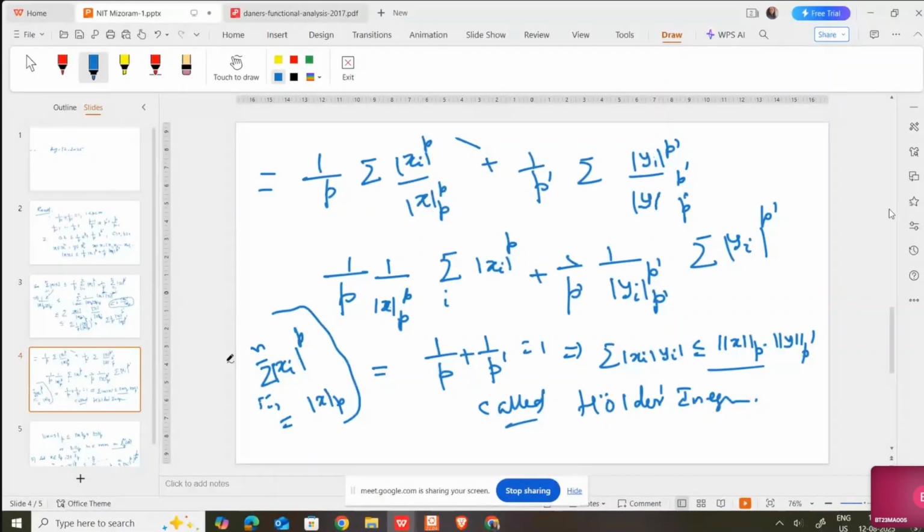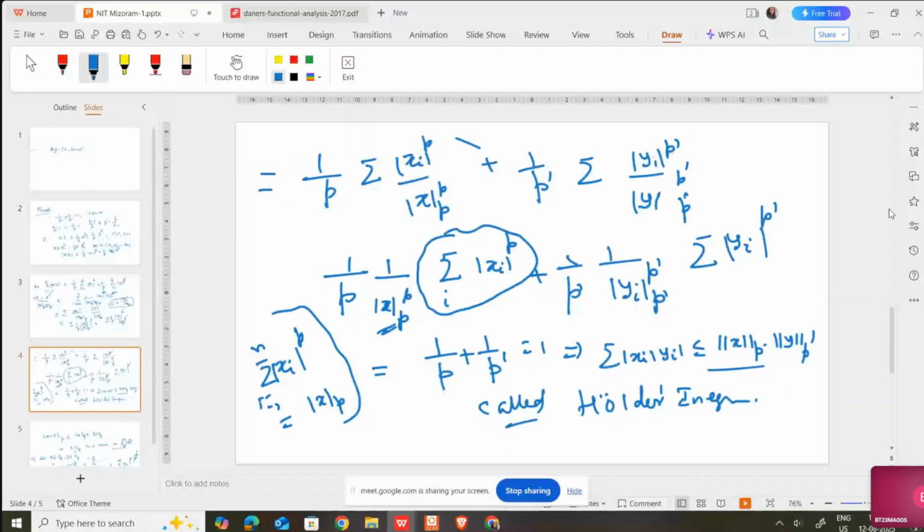So you have here this stuff, and this stuff. They'll cancel. What remains here? 1 over p. So you get 1 over p. Similarly, by the same argument, you get 1 over p prime. But p prime is called the conjugate of p. Therefore, 1 over p plus 1 over p prime is 1.